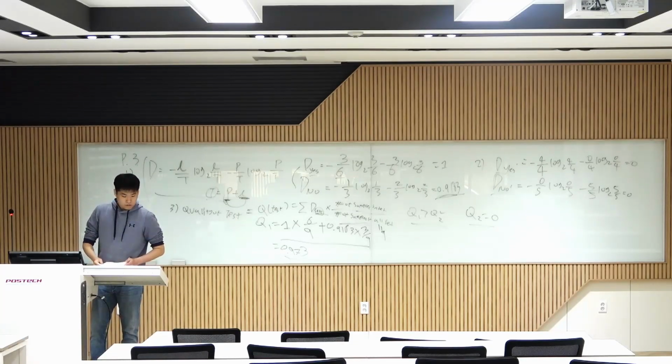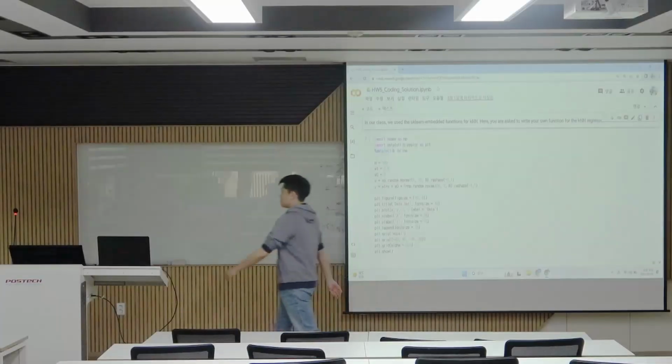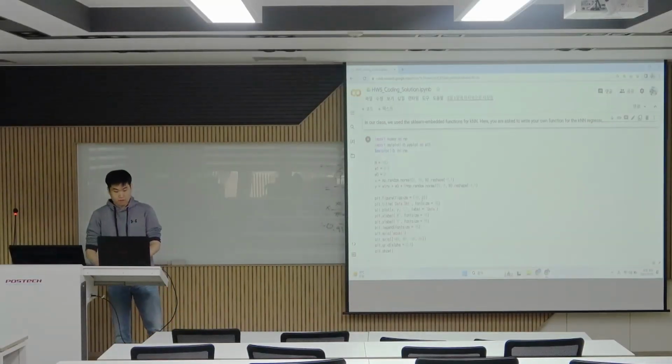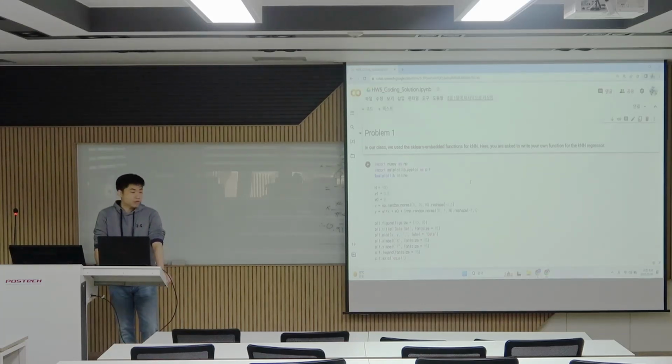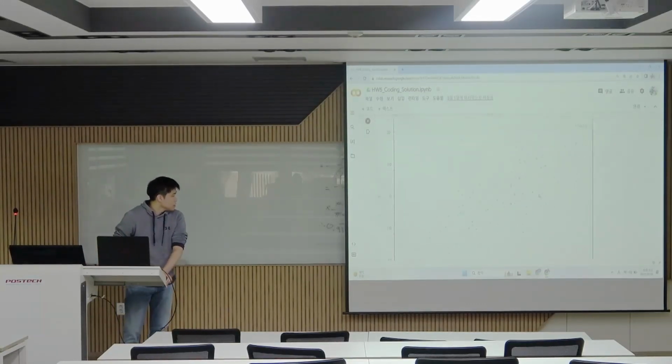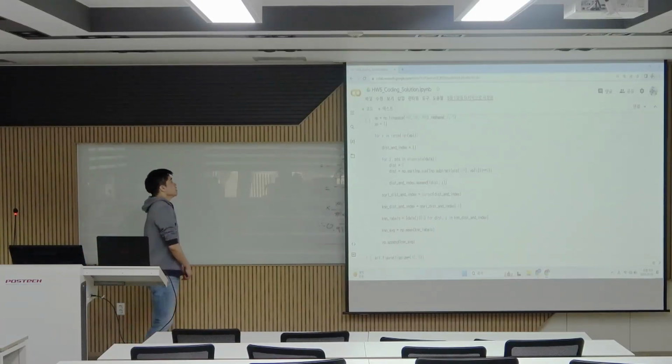Let's go to the coding problems then. So the first problem is about kNN, which is k nearest neighbor. And in this problem, you need to write your own function for kNN regressor. So the data was given like this. Okay, so I'm gonna just explain details about the answer.